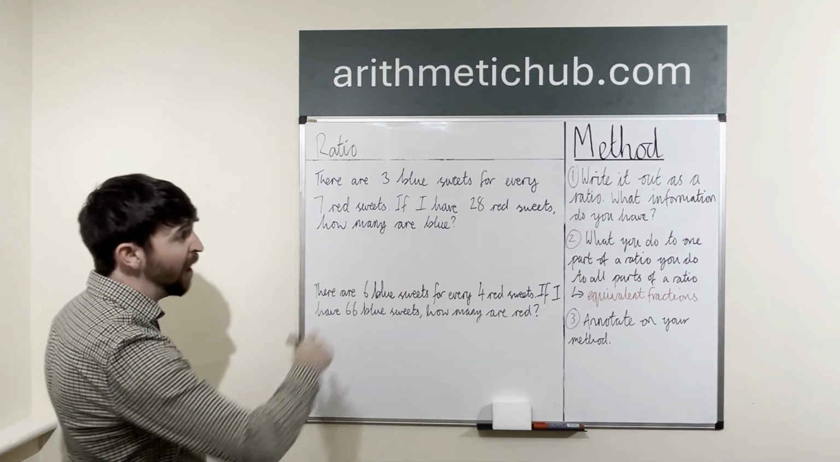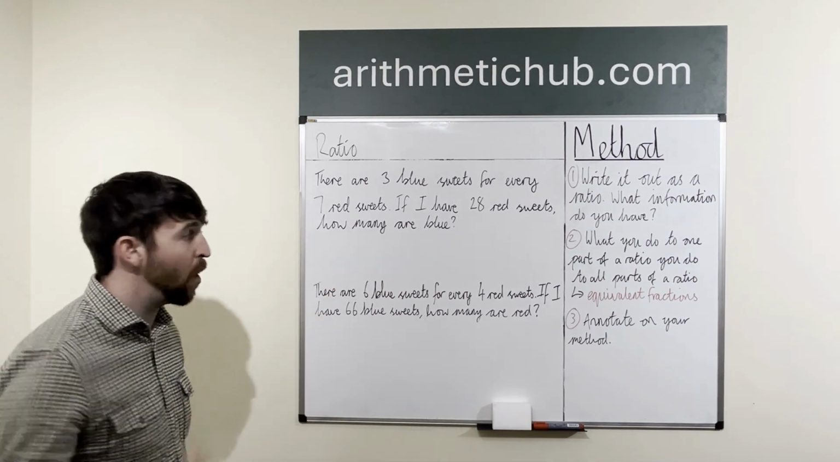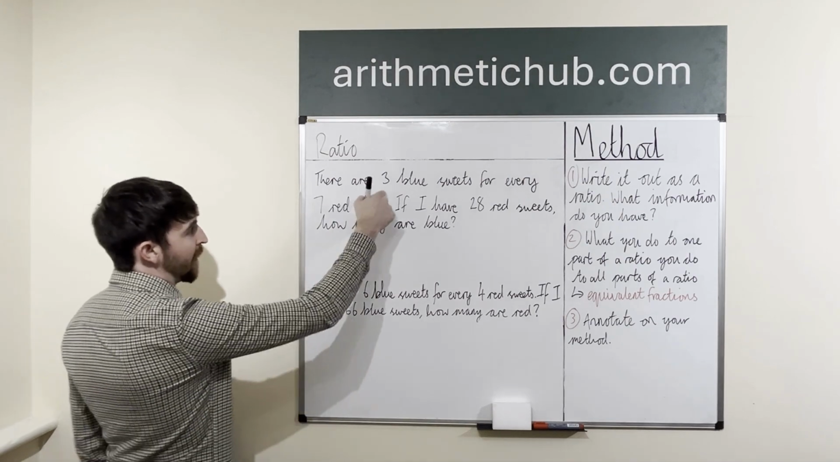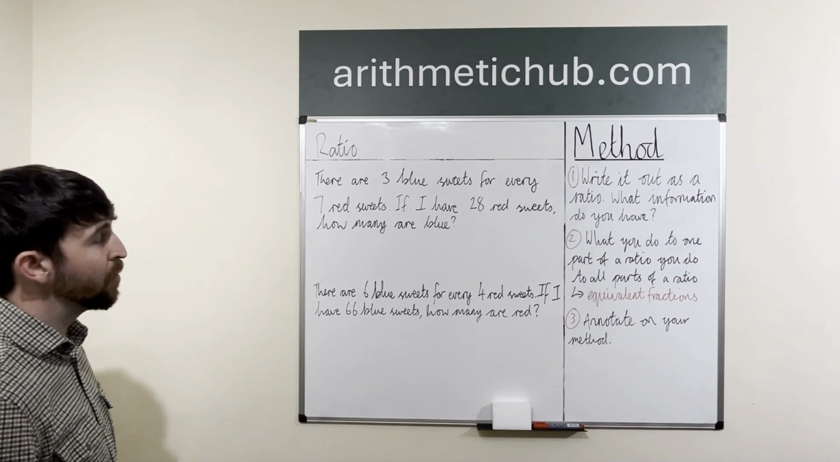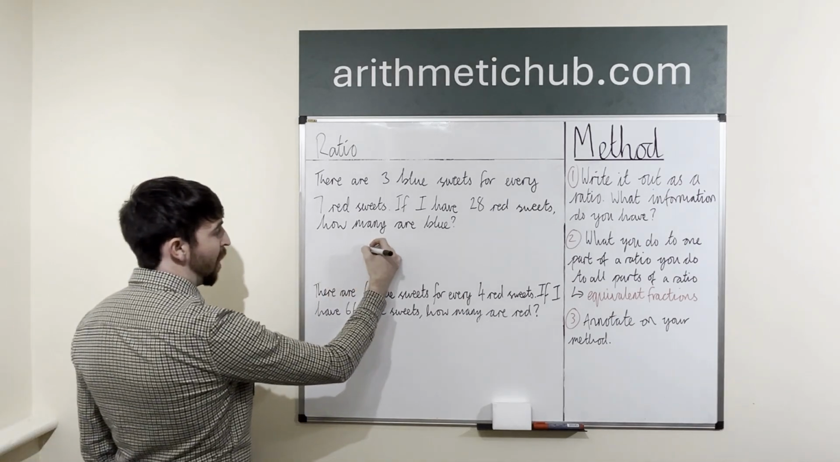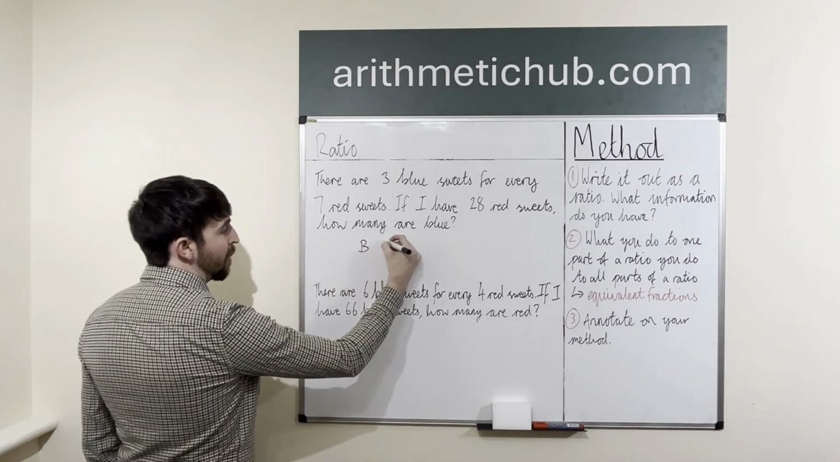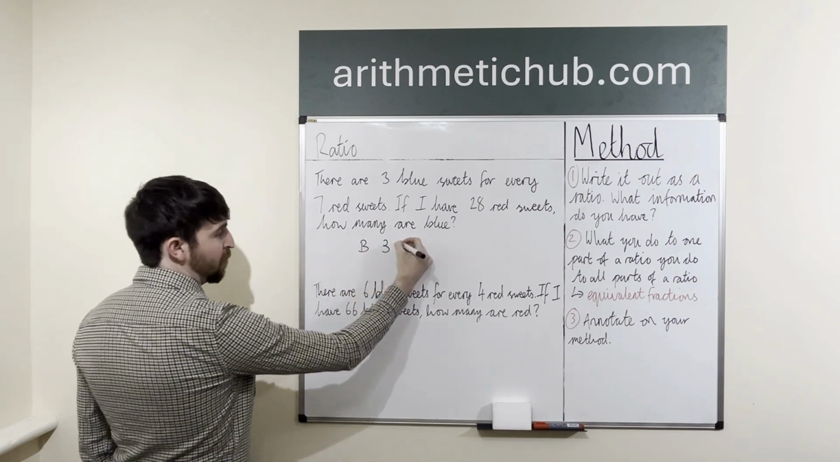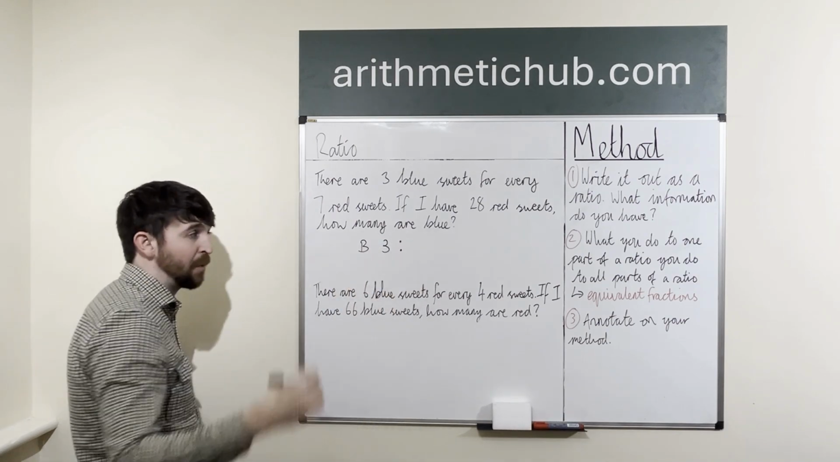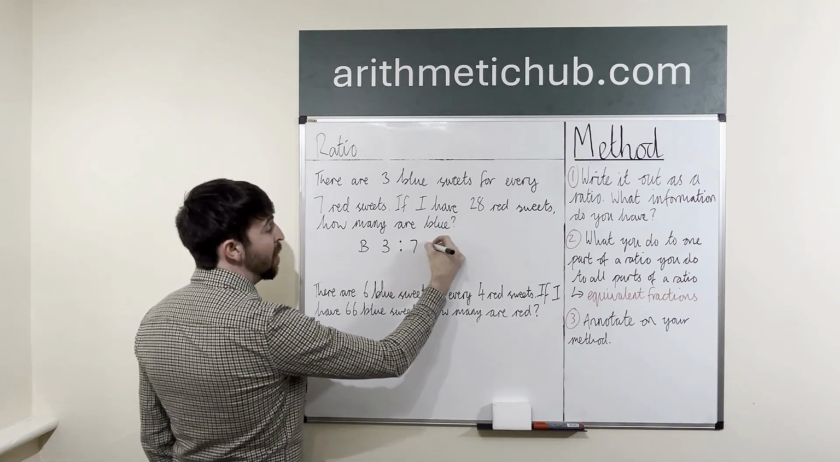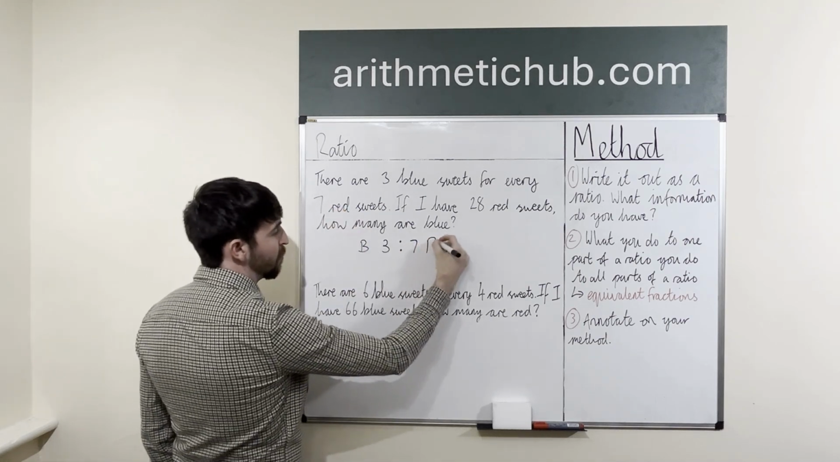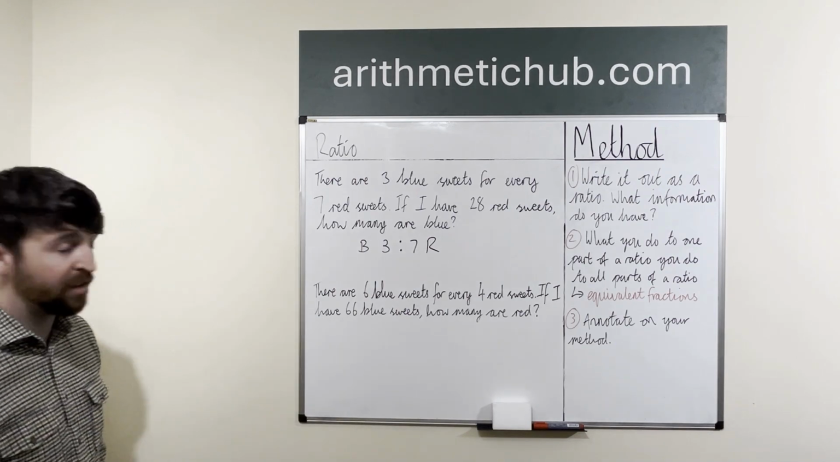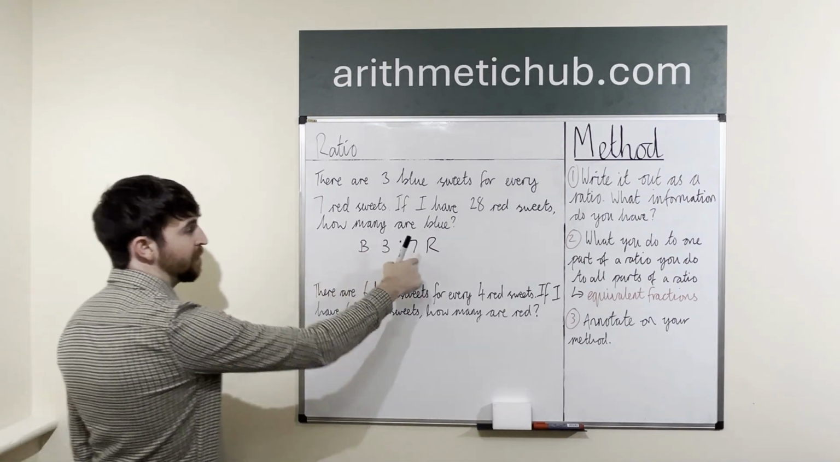So, first part is, write it out as a ratio. Well, what does that look like? What I would do here is I'd start from the beginning. There are 3 blue sweets for every 7 red sweets. So what I'm going to do is I'm going to say, there are 3 blue sweets, we've got for every, so we can put this colon in to show it's a ratio, for every 7 red sweets. So a ratio is 3 to 7, 3 blue to 7 red.